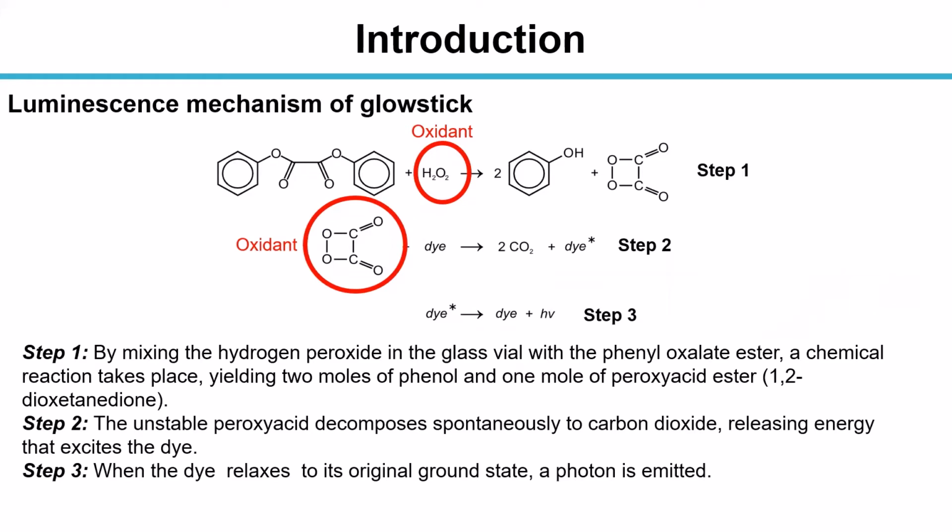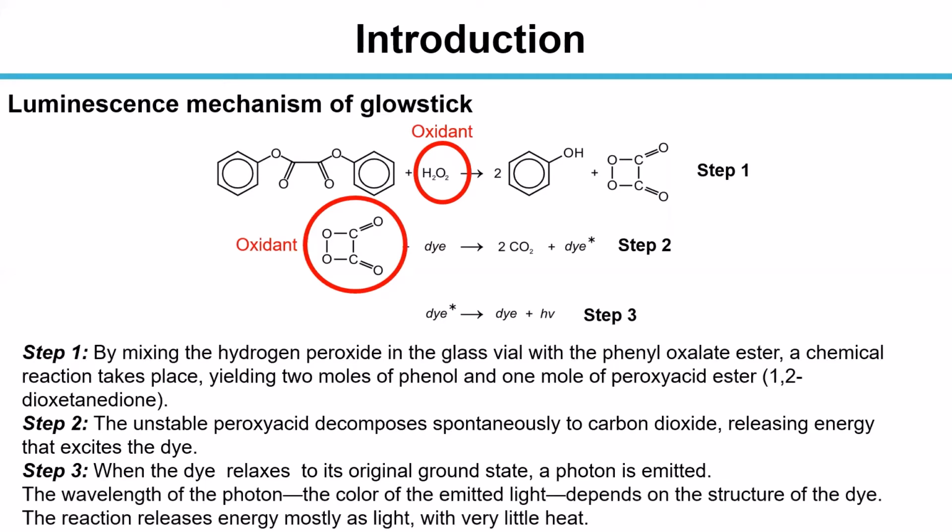When an excited dye relaxes to its original ground state, a photon is emitted. The wavelength of the photon determines the color of the emitted light, which depends on the structure of the dye. The reaction releases energy mostly in light with very little heat.